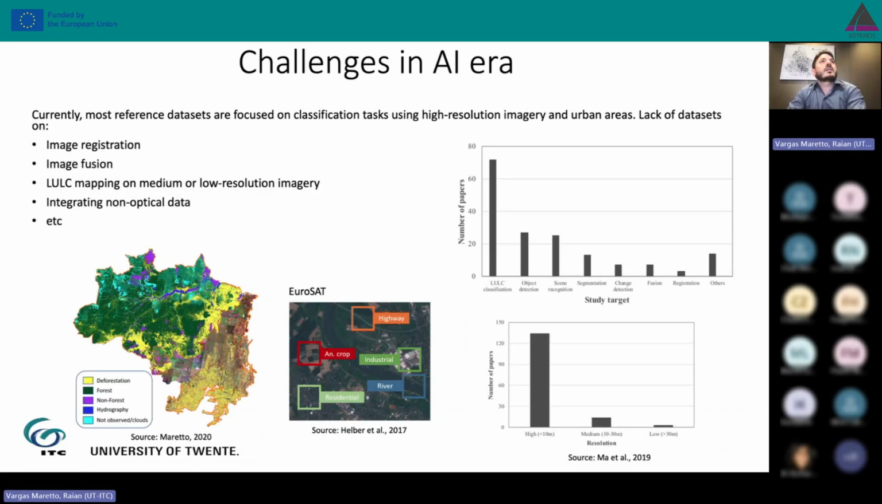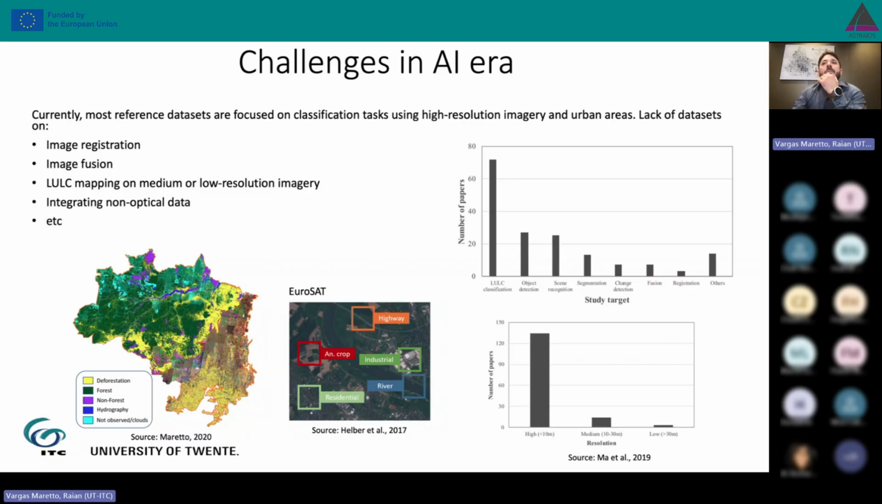And okay, coming to the close of the presentation, some of the challenges that we face nowadays are the lack of training data sets, the lack of good reference data for that.